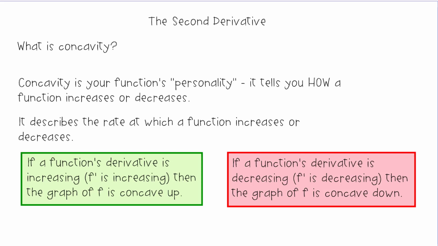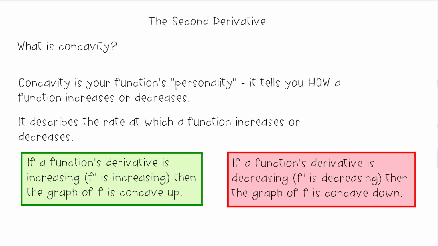Okay, so this video is on using the second derivative. The second derivative is great for determining the concavity of a function, and concavity is really just your function's personality. It kind of tells you how the graph increases or decreases. It describes the rate at which a function increases or decreases.